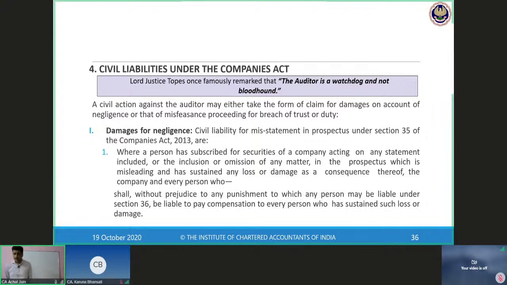Damages for negligence. Civil liability for misstatement in prospectus, where a person has subscribed for securities of a company. Now this is considered to be a very, very serious matter. So that's why whenever any such IPO etc. are going on wherein the auditors are involved, their procedures are generally very extensive. Where a person has subscribed for securities of a company acting on any statement included or the inclusion or omission of any matter in the prospectus which is misleading and has sustained any loss or damage. So the information first of all is misleading and the person has sustained loss or damage.